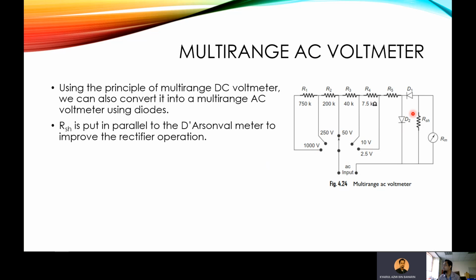So through the use of diodes, D1 and D2 here, we can convert the DC multi-range voltmeter into an AC multi-range voltmeter. And we can put a shunt resistance in parallel to the D'Arsonval meter to improve the rectifier operation. Okay, so this is the essence of the topic for multi-range AC voltmeter. And by extension, AC ammeter as well. But we are focusing only on AC voltmeter.